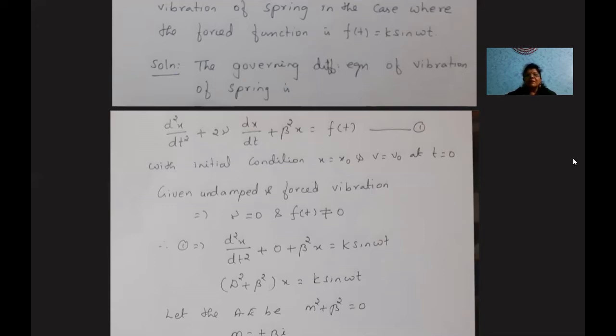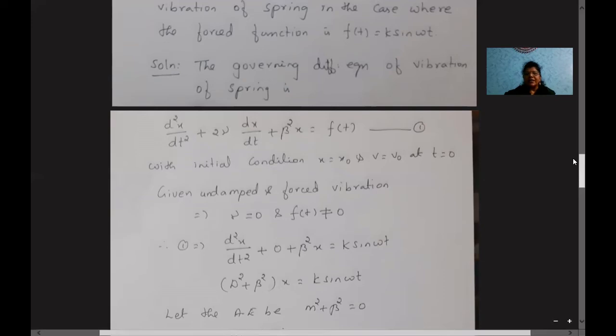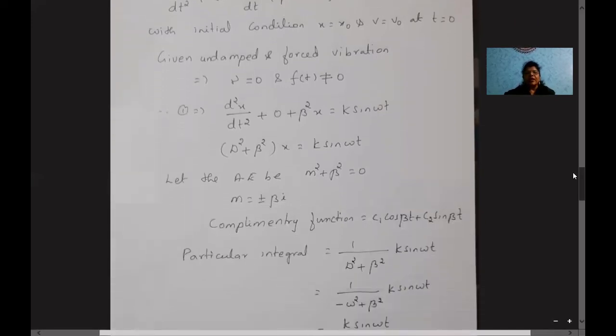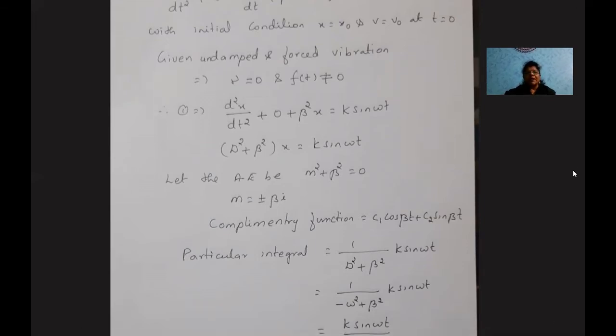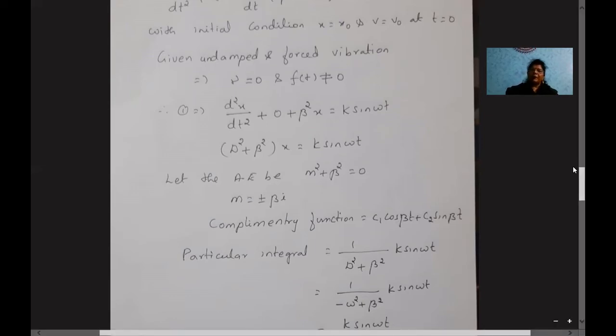What is f of t in this particular problem? They have given it in the question, that is the forced function. Thus, we have obtained the second order differential equation as capital D square plus beta square of x is equal to k sin wt. What is capital D here? As we all know, small d by small dt is capital D, so d square by dt square is capital D square. Now, how to obtain the solution of this second order differential equation?